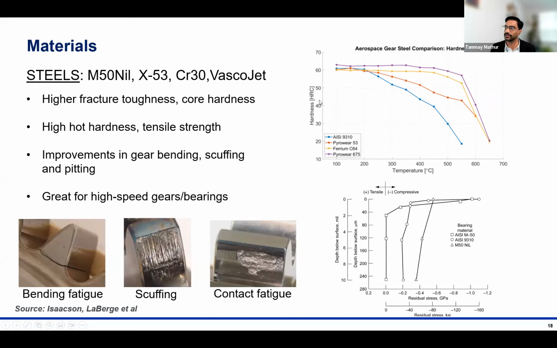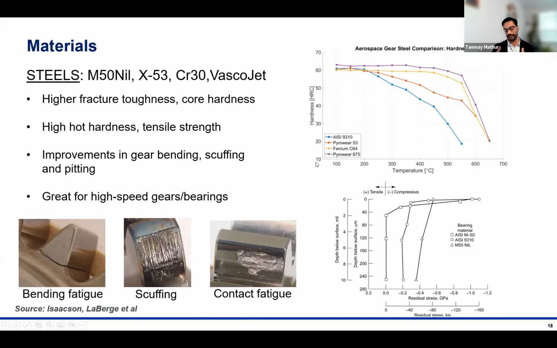So if you look at this plot on the right-hand side top, it shows you how the hardness of steel coupon decreases as you increase the temperature. So for a 9310 steel material, it falls off after 200 degrees Celsius, right? But for certain new steels, they can retain their hot hardness up to a very high temperature. All right, what that enables you to do is to drive your gears at much higher speeds, meaning the pitch line velocities can be much higher.